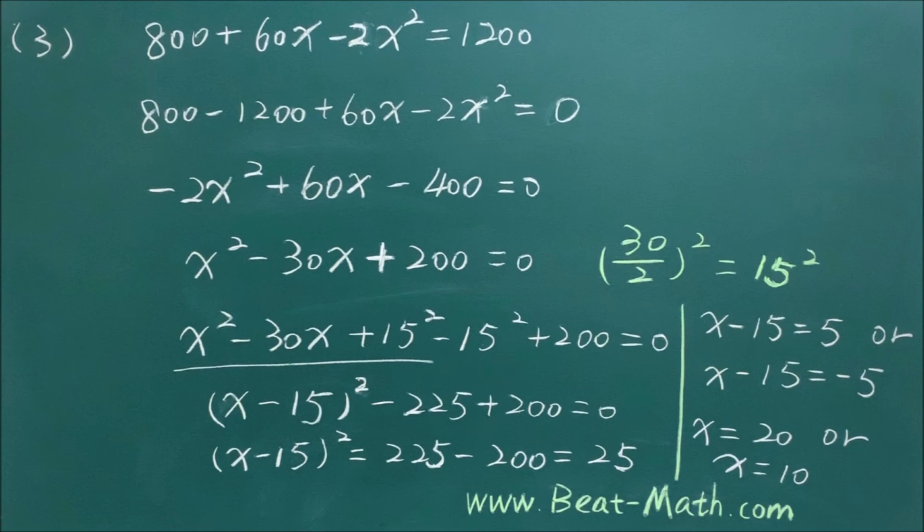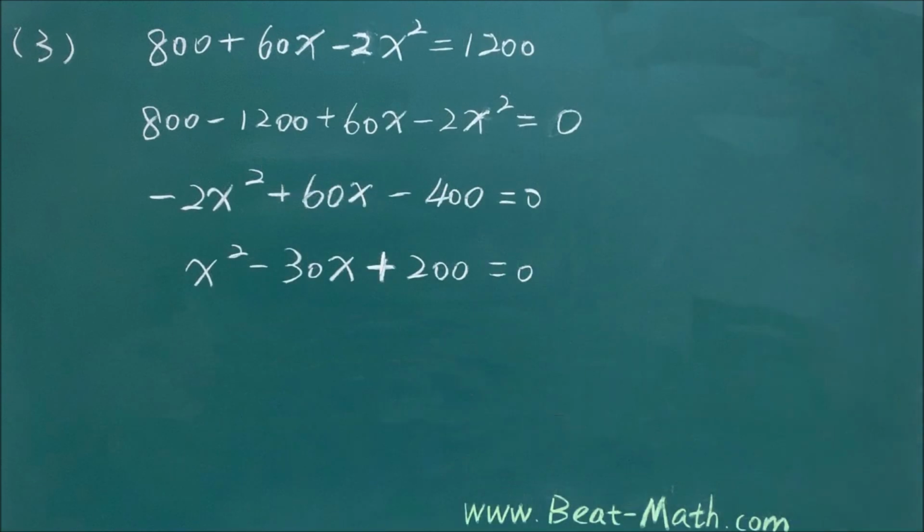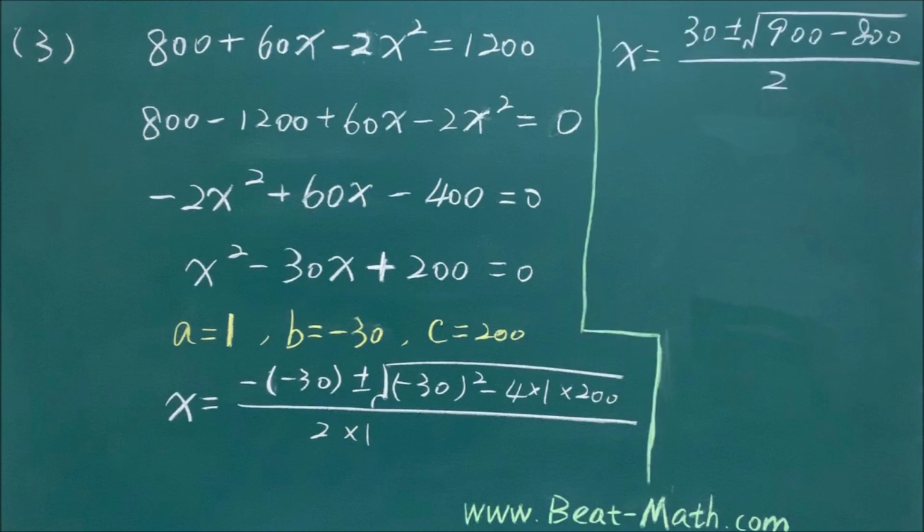In another example, you certainly can solve the equation with the quadratic formula. In the equation x squared minus 30x plus 200 equals 0, a equals 1, b equals negative 30, and c equals 200. So x equals negative negative 30 plus or minus the square root of negative 30 squared minus 4 times 1 times 200, divided by 2 times 1. Then x equals 30 plus or minus the square root of 900 minus 800 divided by 2, equals 30 plus or minus the square root of 100 divided by 2.